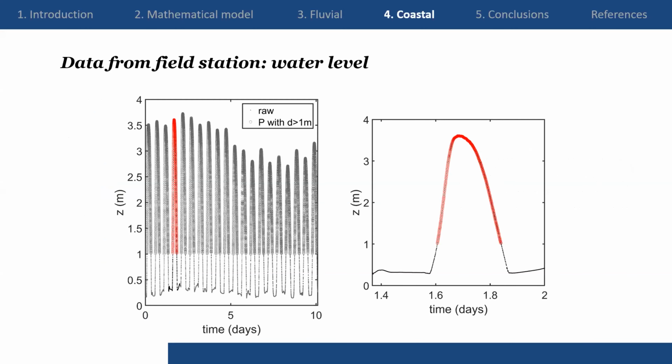This is the typical evolution of the water level with time. We see the tides rising and falling, rising and falling. This is just at one of those peaks. And due to the fact that the ADCPs are located at 70 centimeters above the bed, we choose only the water levels above 1 meter.